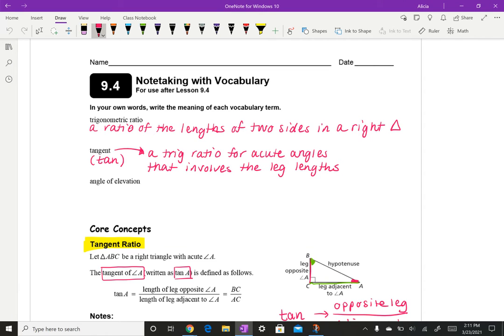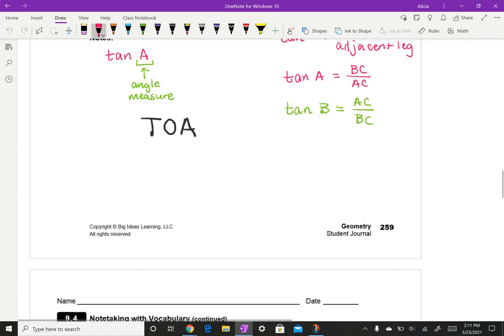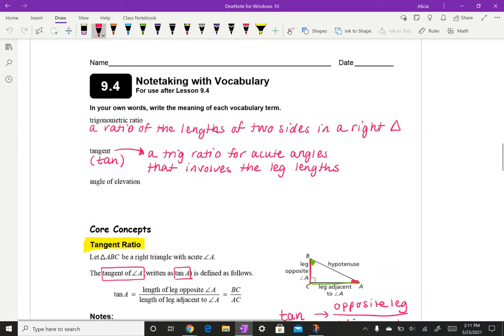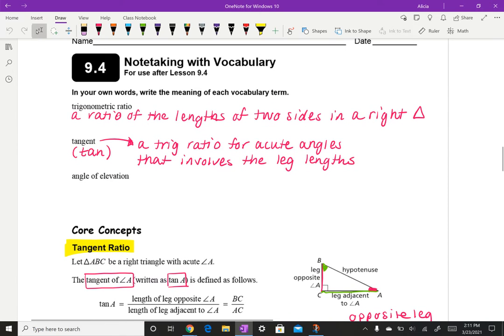Hello, geometry. I'm going to go over a couple examples from section 9.4 and section 9.5 dealing with angle of elevation and angle of depression. So turn to your student journal on page 259, where we need to fill in the definition for angle of elevation. So you can write it down right along with me.